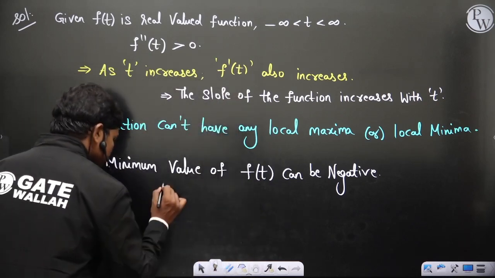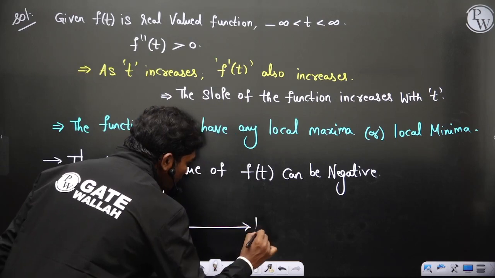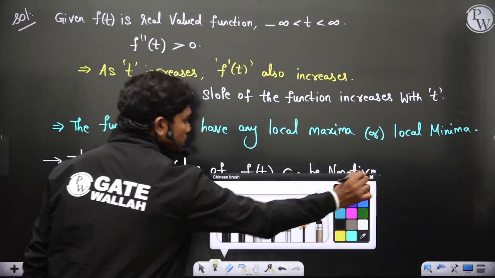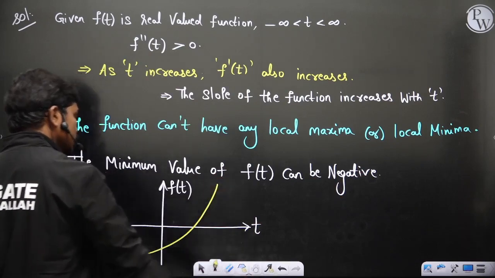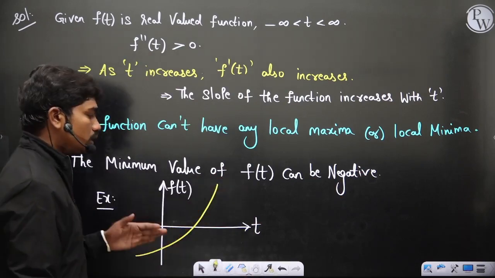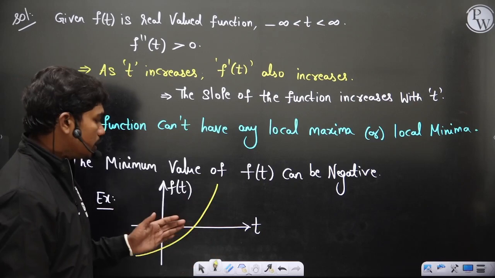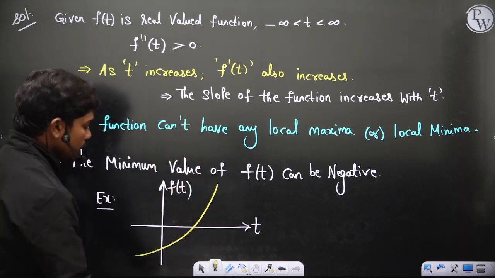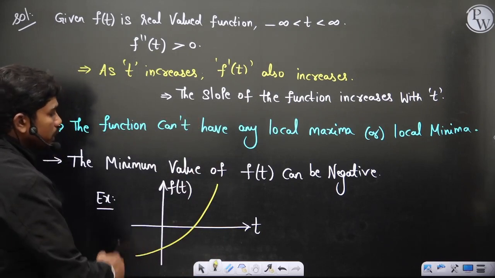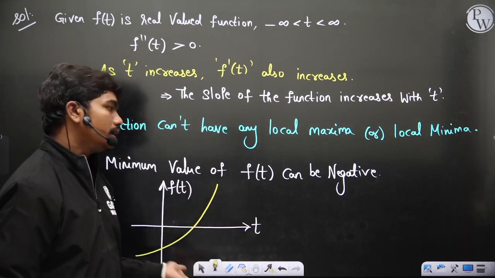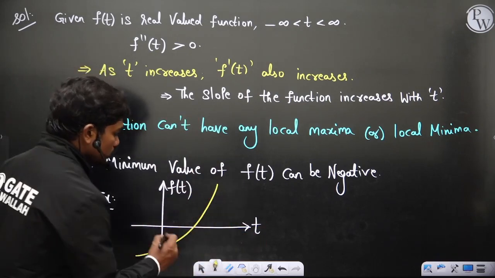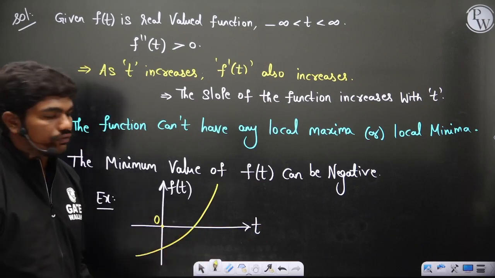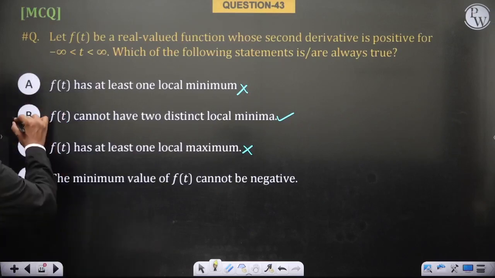Example, you take a graph with t and f of t, and you draw this function with increasing slope. The slope always increases with t, so the second derivative is positive. As t increases, f dash of t also increases, definitely. And here you can see it has a minimum value. So the minimum value of this f of t can be negative, like this. This is 0, of course, so all these points have negative values of the function. So only this statement is correct.